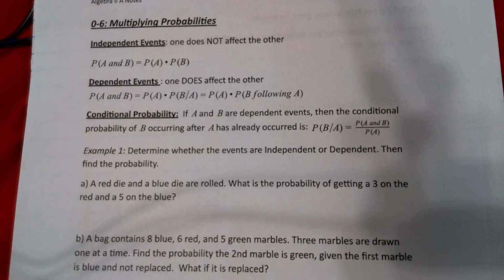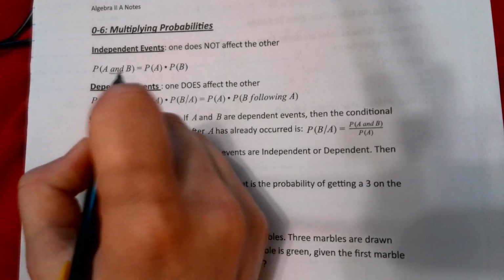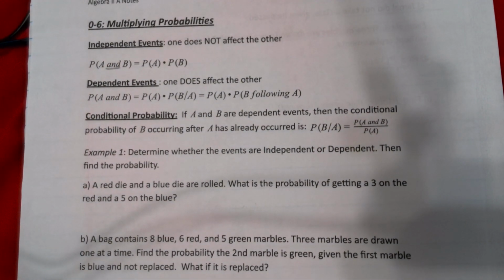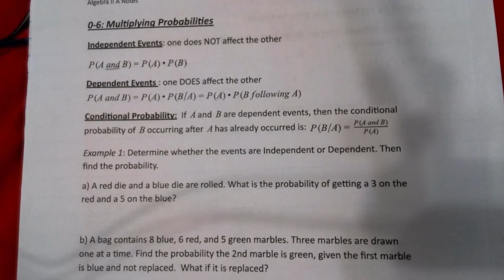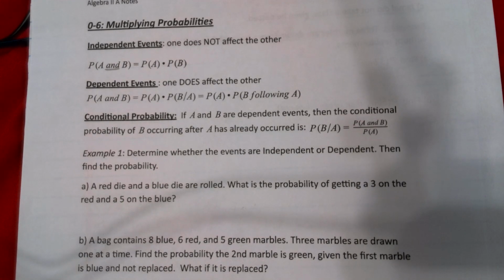So yesterday's section was adding probabilities. Today we're multiplying probabilities, and the big difference is yesterday's stuff was "or," and today we're going to be looking at things to happen at the same time. So one thing happens and another thing happens at the same time.